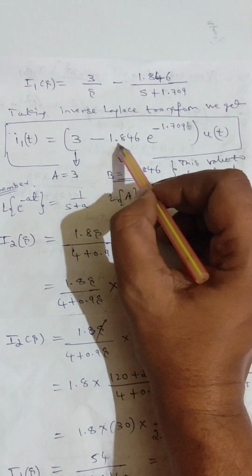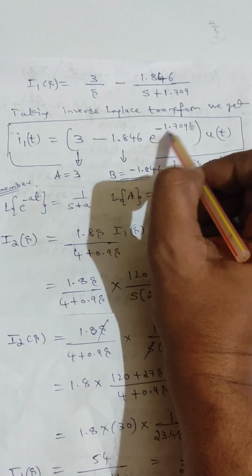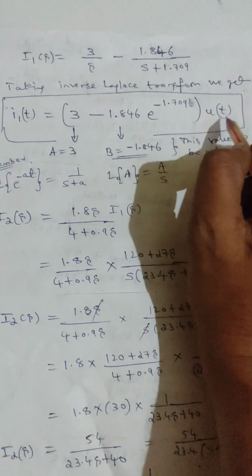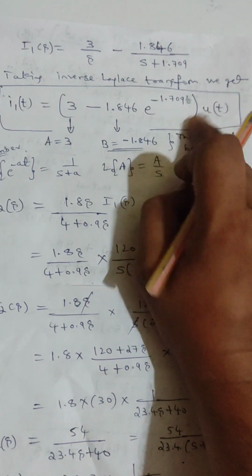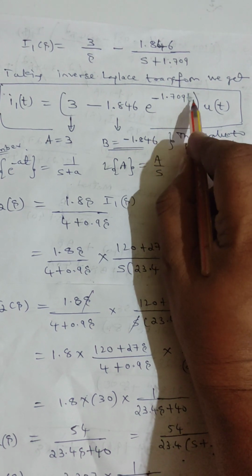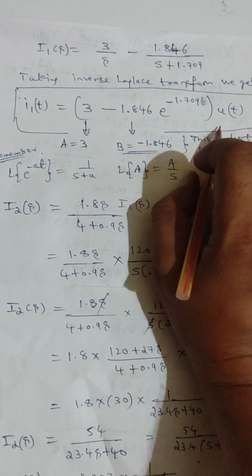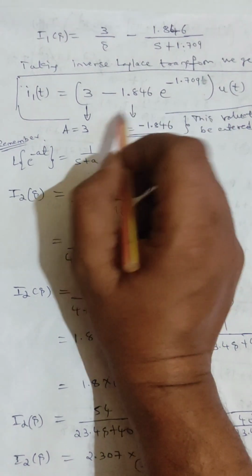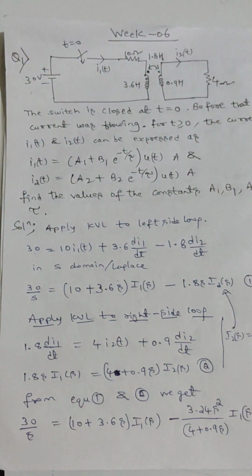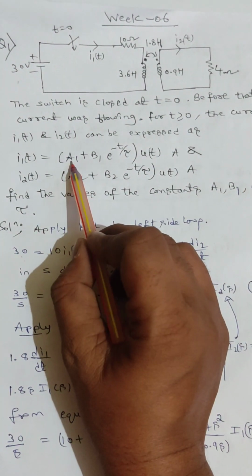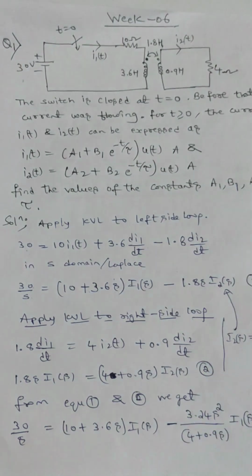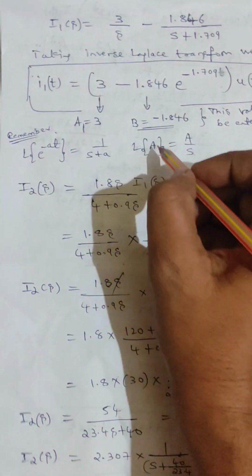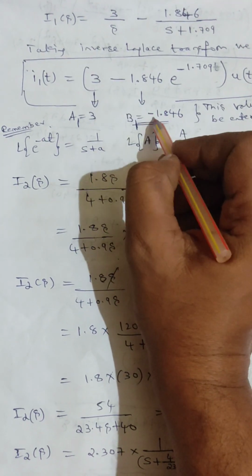taking this one outside, 1.846 e to the power of minus 1.709 t. If you are not representing it with u of t, then you can write it here as t, because t into u of t is t only. So now we got the final expression for I1 of t. You should compare that with this equation: I1 of t is A1 plus B1 e to the power minus t by tau. In this format you should compare. So from that, what is the value of A1? A1 is 3. What is the value of B1? Minus 1.846.